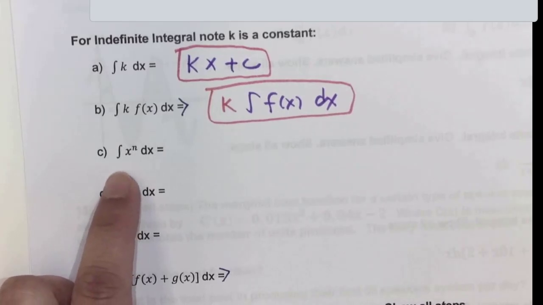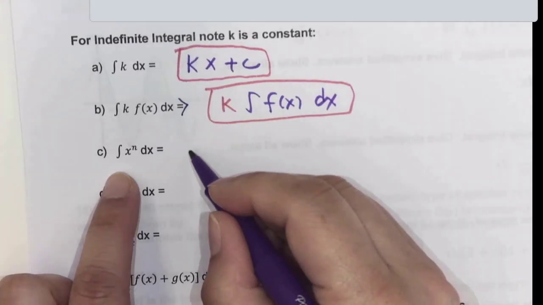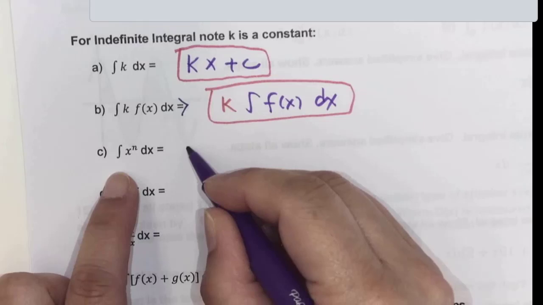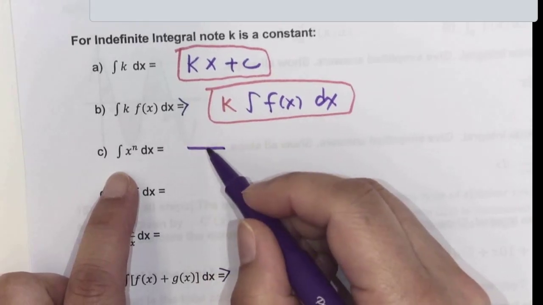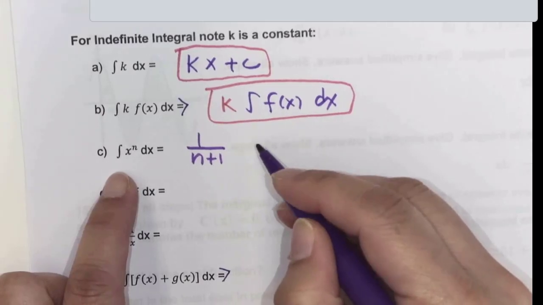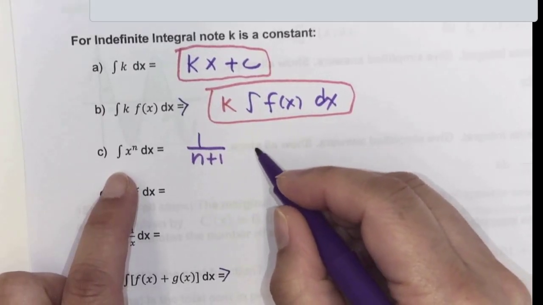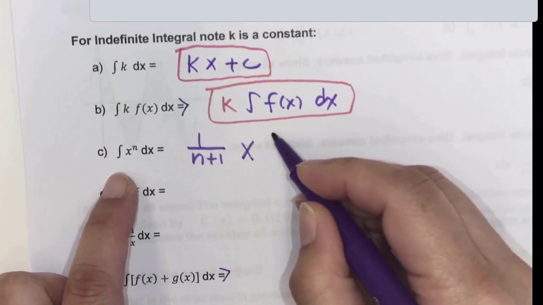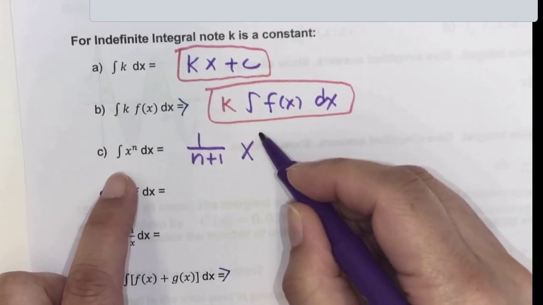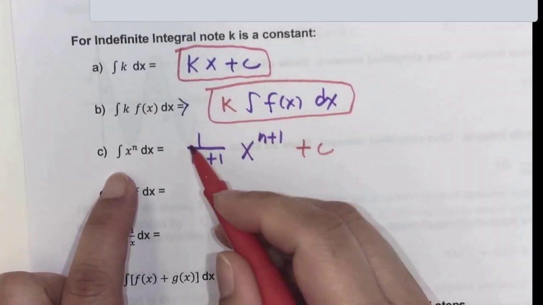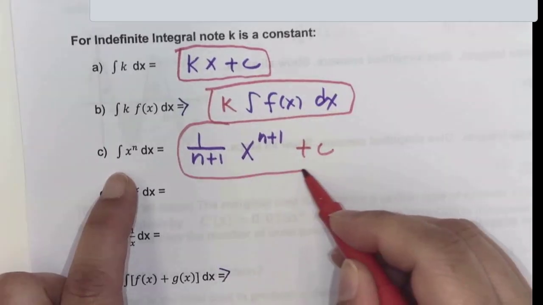When you have x raised to n, then it would be what? Start with a fraction. The fraction has what? 1 over n plus 1 in the denominator times x raised to n plus 1, and also you need to add a c, right? So it's an indefinite integral like that.